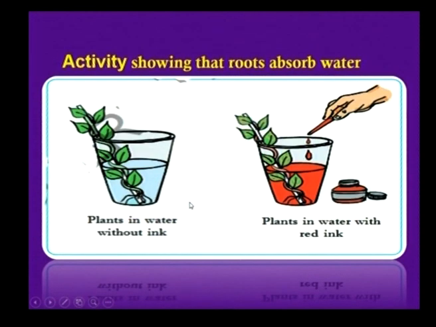Take 2 glass tumblers filled with water, add some red color in one tumbler and put 2 plants in these 2 tumblers. You might have observed that the plant placed in the colored water, there is a change in the color. The stem changed to red color and there are light red color patches appeared on the leaves. It shows that roots absorb water.